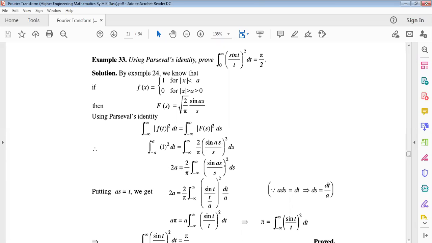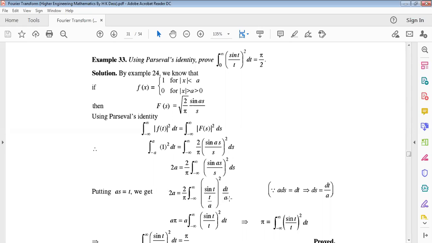Now substituting as = t, then taking differentiation, a ds = dt. That means ds = dt/a. So 2/π times the integral from minus infinity to plus infinity of sin t divided by t, times dt by a.